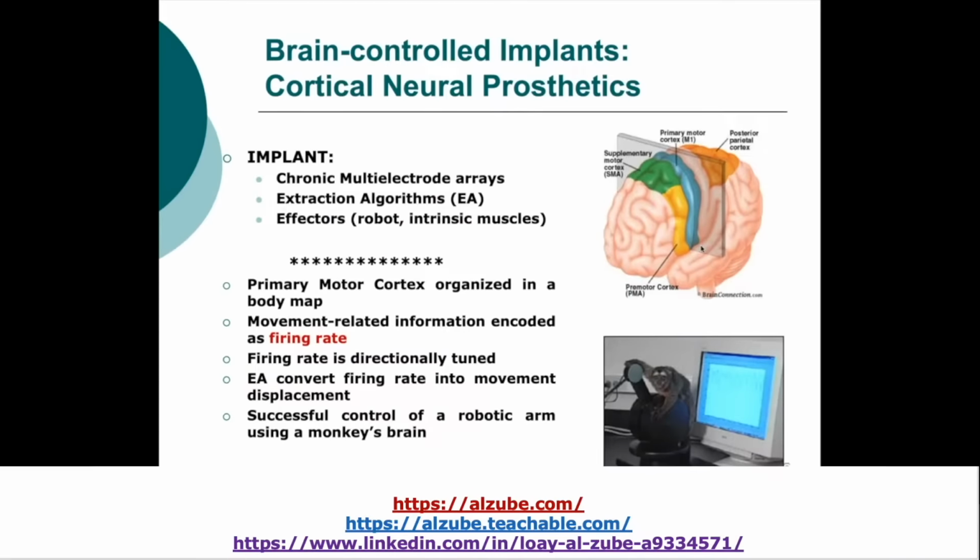Another advancement is looking at brain-controlled implants, and we're going to look at something called cortical neural prosthetics. We'd like to implant an array of sensors or electrodes in the brain, and then we would like to develop an algorithm that's going to extract information from those electrodes implanted in the brain. Then these algorithms will help us make decisions and control effectors like a robot or intrinsic muscle. This is actually the latest technology that we are working on as biomedical engineers, and different groups around the world are working on it, and there are a lot of applications.